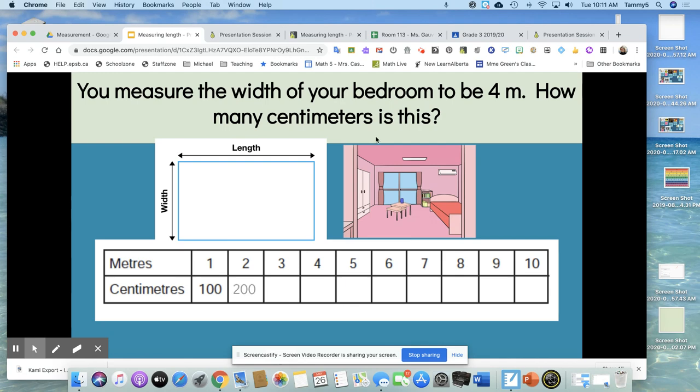So 2 meters would be 2 times 100 or 200 centimeters. 3 meters will be 300 centimeters. 4 meters will be 400 centimeters, and that is our answer. So if you already had figured out that the width is 400 centimeters, that's great.